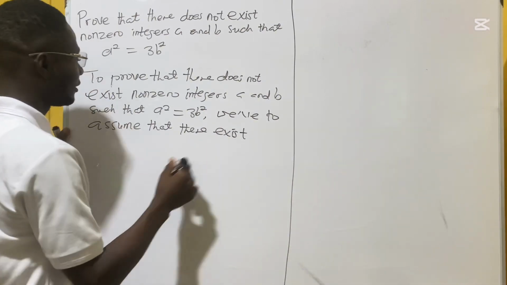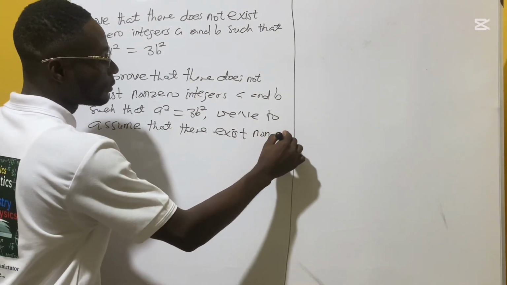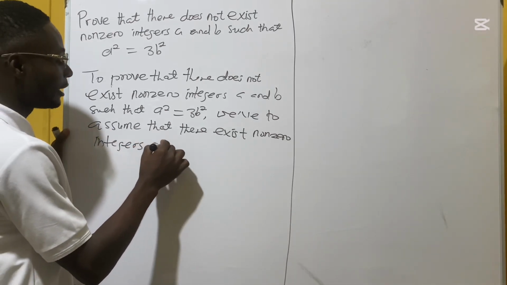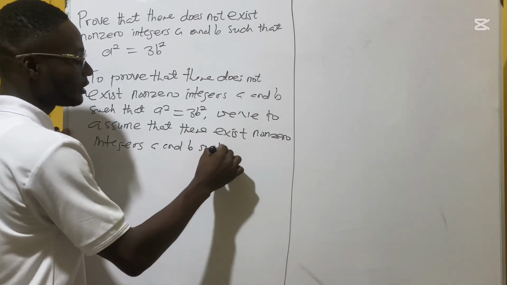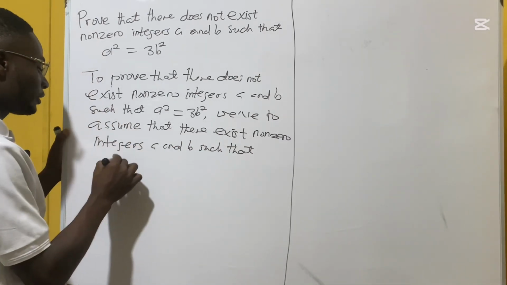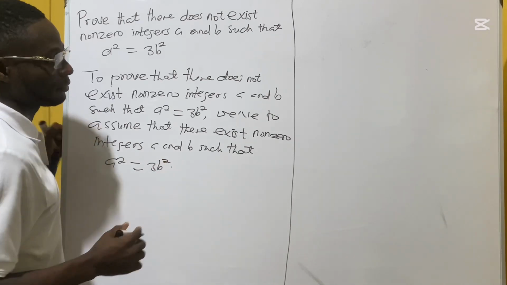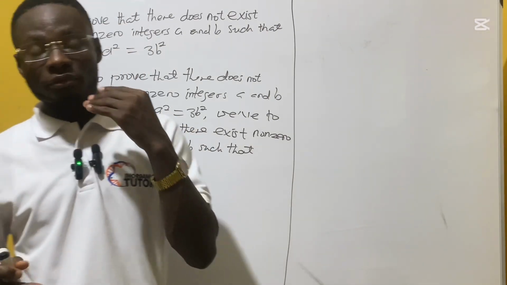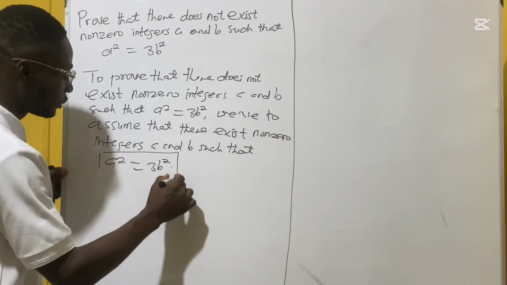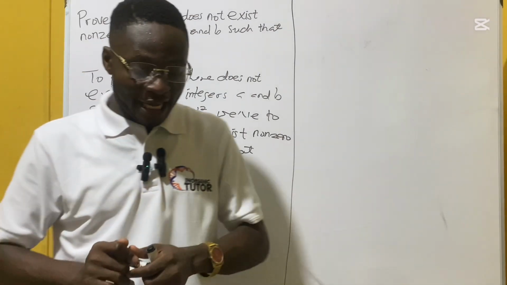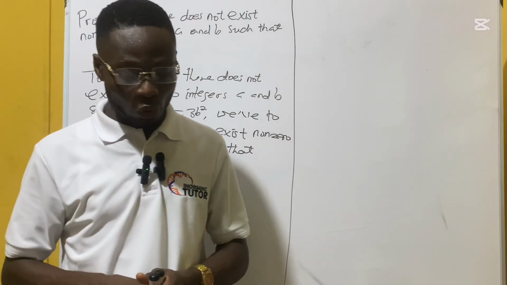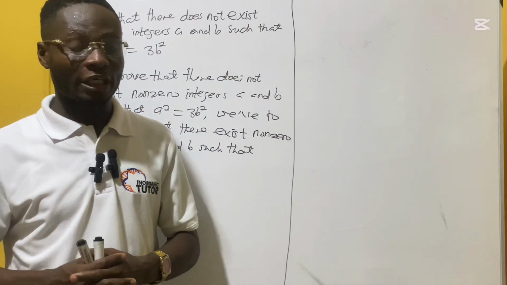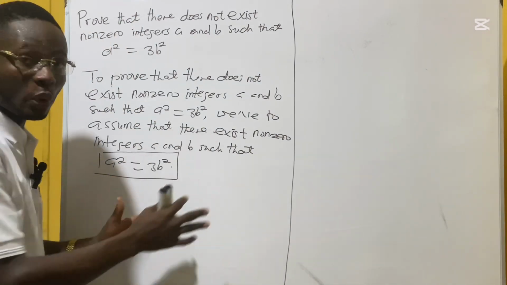Okay, so we have to assume that there exists non-zero integers a and b such that a squared is equal to 3b squared. Okay, so this assumption is basically telling us that this equation a squared equals 3b squared is suggesting that a squared is divisible by 3, meaning that a itself must be divisible by 3. So that is the meaning of this whole assumption.